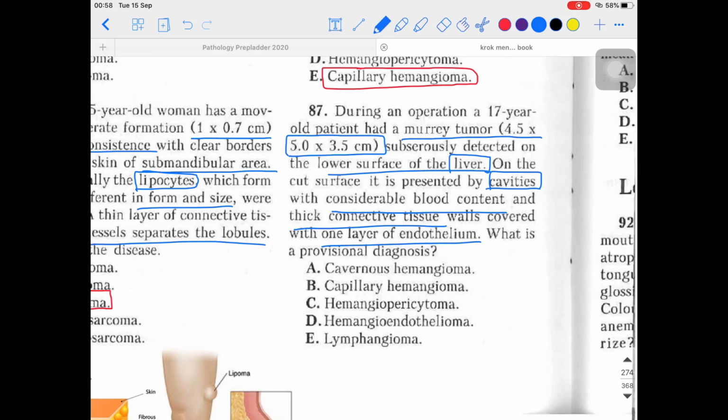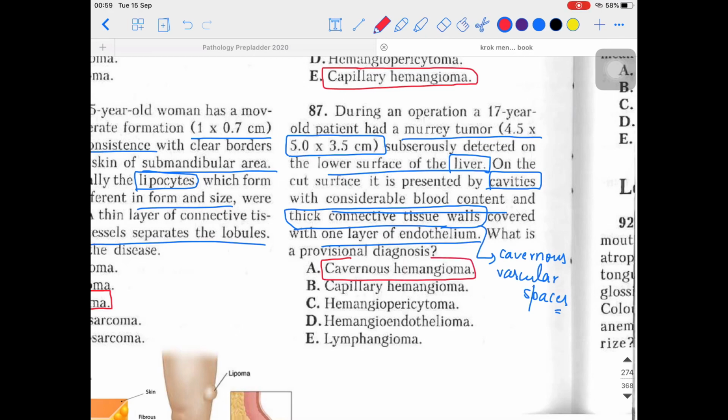Second thing which you can differentiate from the capillary hemangioma, if you are talking about the cavernous hemangioma, is that it contains cavernous vascular spaces, and these vascular spaces might be filled partly or completely with blood. Now they were saying that there were thick connective tissue walls. Thick connective tissue walls means that they are talking about cavernous vascular spaces. And if these vascular spaces are filled up with blood, then we will be calling them the cavernous hemangioma. So over here the answer will be the cavernous hemangioma.